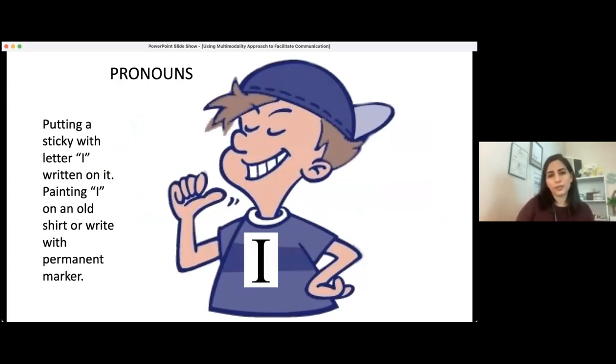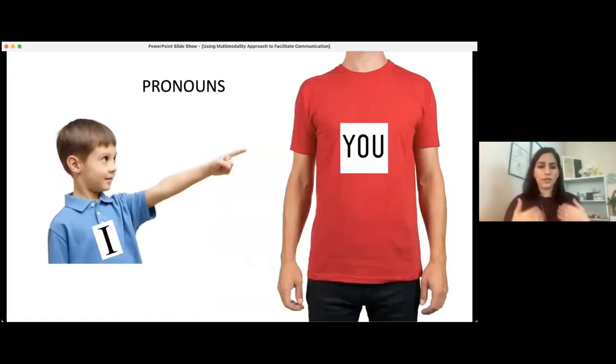Teaching pronouns. Many times I've put, I don't know if you can see, a letter that I write on a sticky note which says I, and I either put glue on an old shirt. Sometimes you can paint I on one of their shirts that they can put on top. Or just use a permanent marker on an old shirt, and we use it for I, and then for others they can use you. Sometimes I put that on my shirt, which says you, and I teach the child how to say, I want this, or you do this.